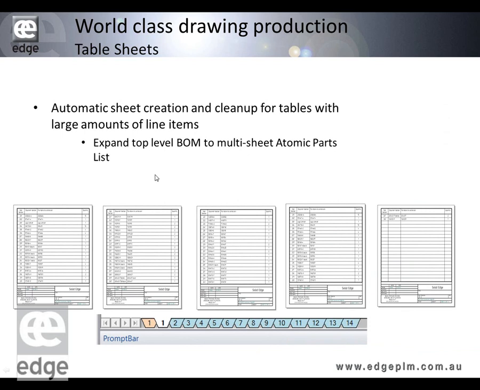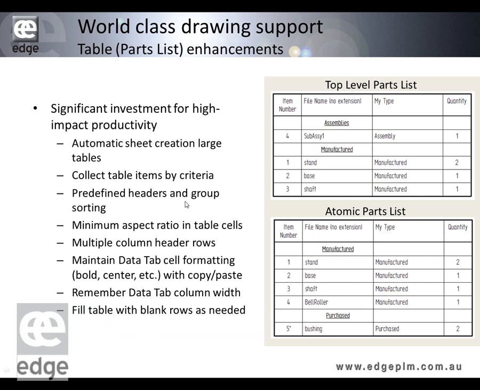We've also done a lot of work on bill of material sheets, our parts lists, and the way we process those. We've always been able to handle large amounts of data, but we've automated this now to break them up and do individual sheets. We'll have a look at that as well, because it's quite complex.